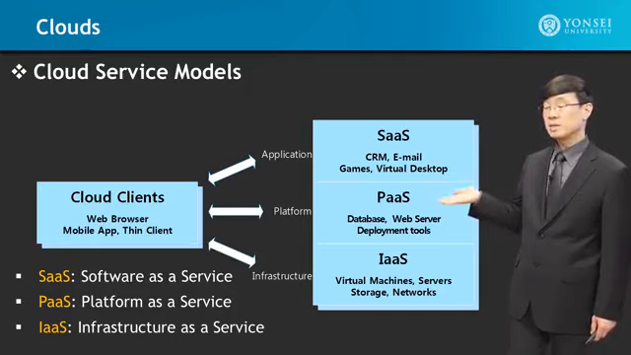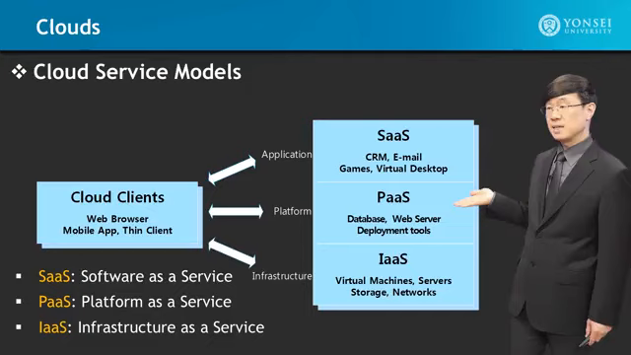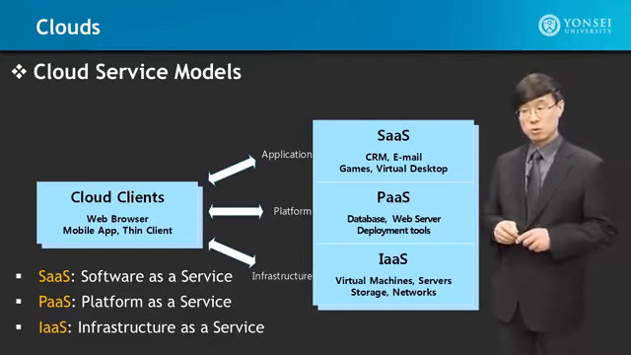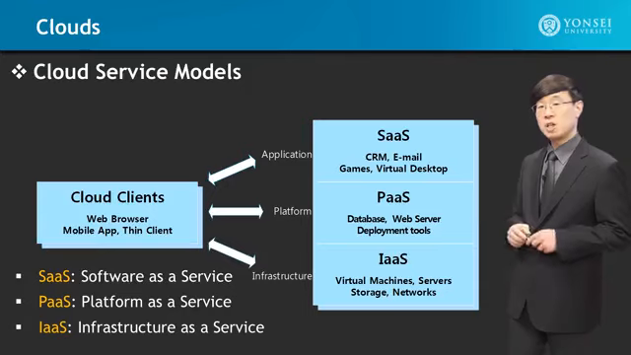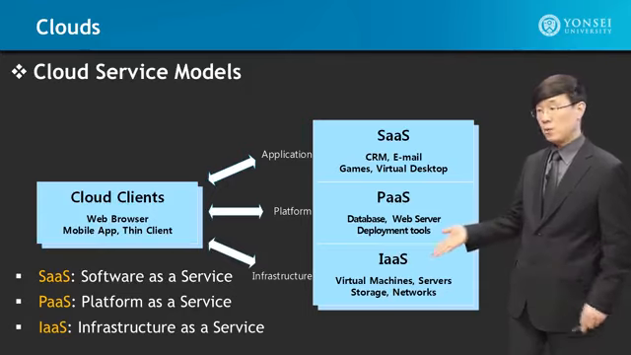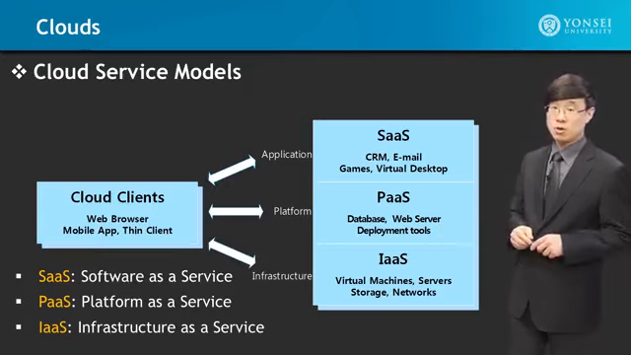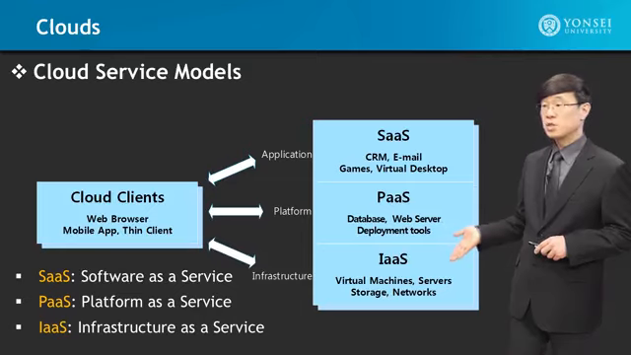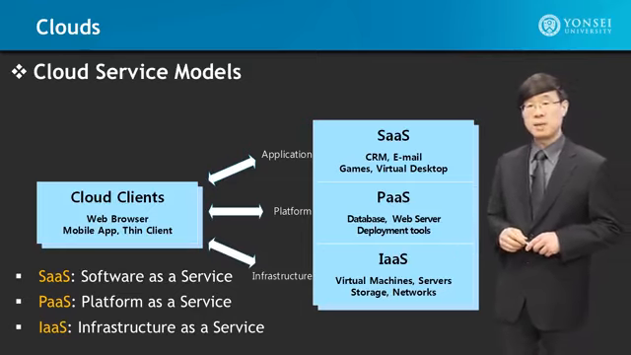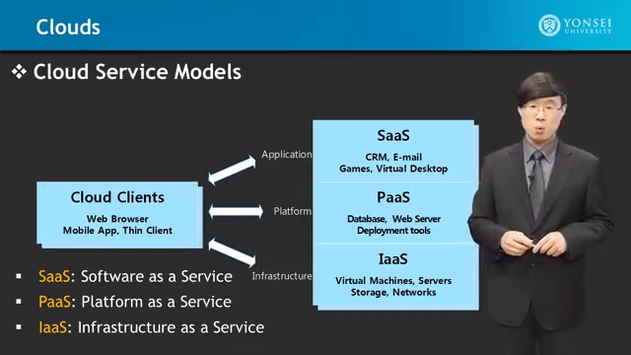Then we have PaaS. It provides things like database, web server, deployment tools, and development tools. These things are what the platform technology supports. Then we have IaaS, which is infrastructure as a service, where virtual machines, VMs, and servers, storage capability, and networking support is provided.